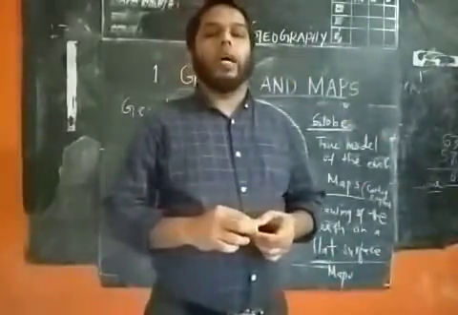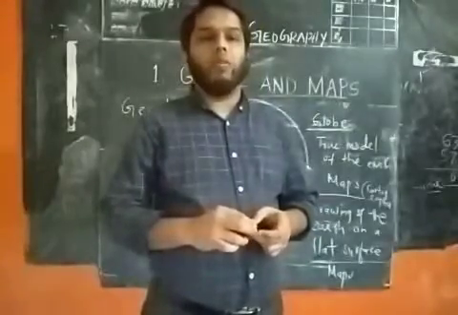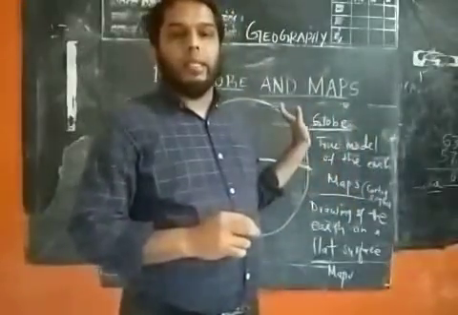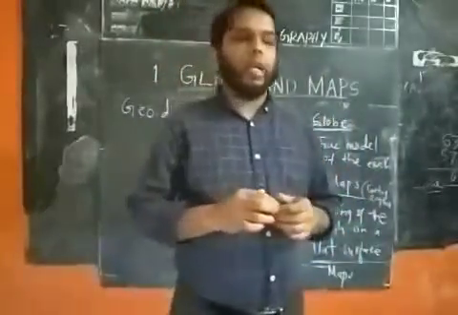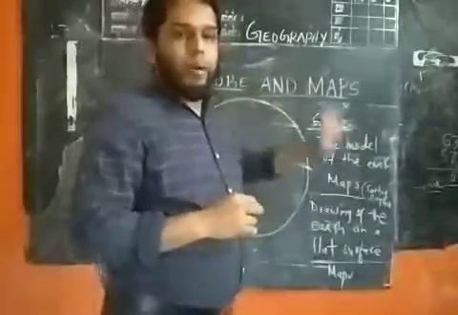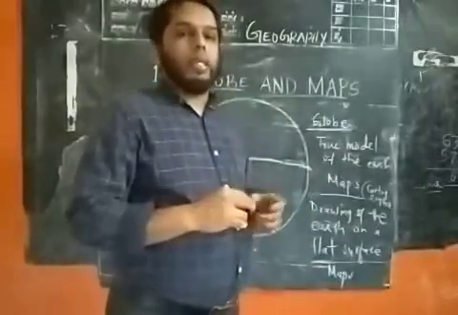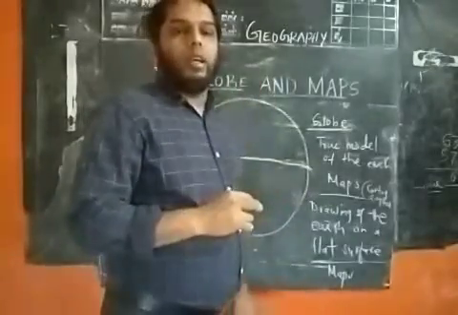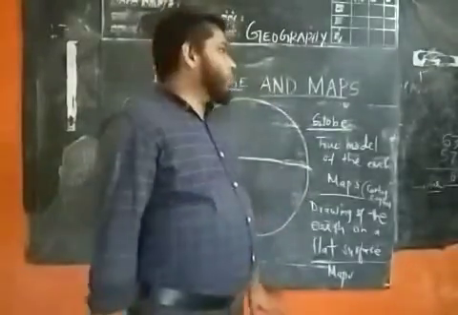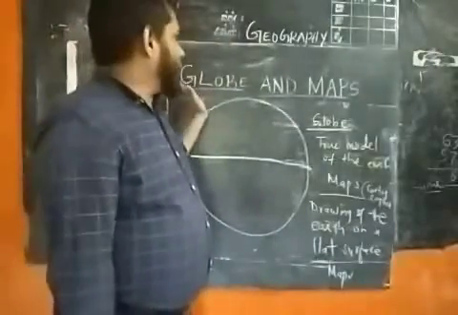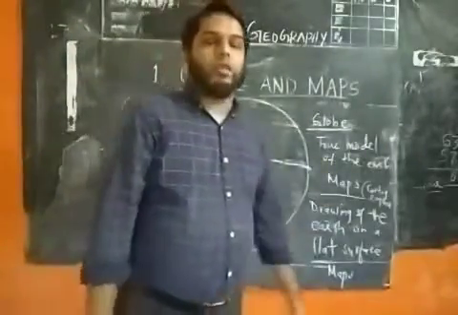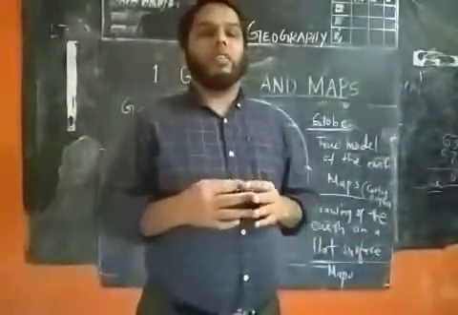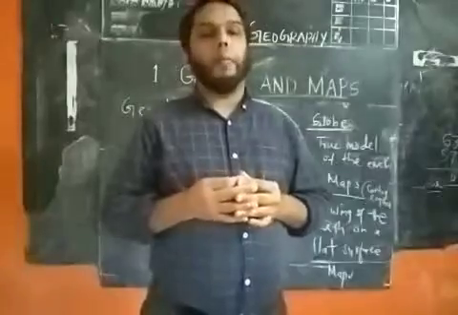Today, I would like to take the first chapter from the first part of social science, that is geography, first chapter. Its name is Globe and Maps. Globe and Map is the first chapter of social science from geography. On the board you can see the heading Globe and Maps. Today we will focus on the first chapter, Globe and Maps.